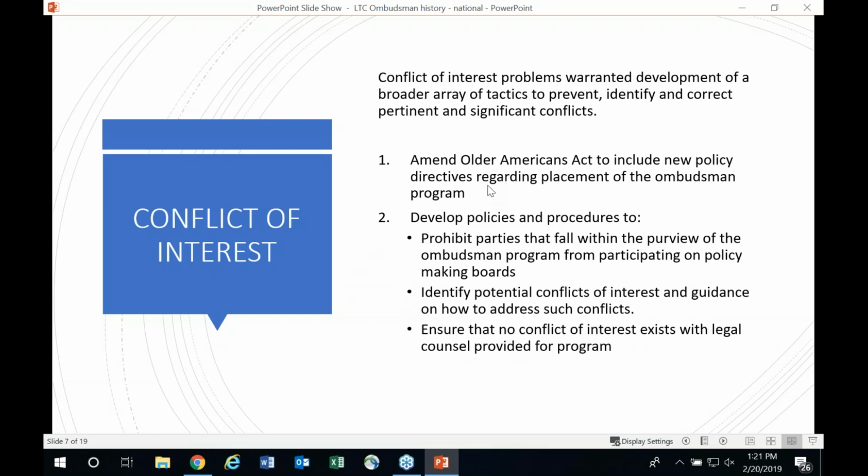They recommended that policies be developed to prohibit parties that fall within the purview of the Ombudsman program from participating on boards that actually regulate the program or make recommendations for the program in any way. They recommended policies and procedures to identify the conflicts of interest and guidance on how to address those, not just identify them, to ensure that no conflict exists, and again, that legal counsel was provided for the program.